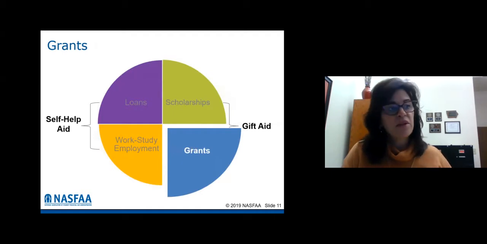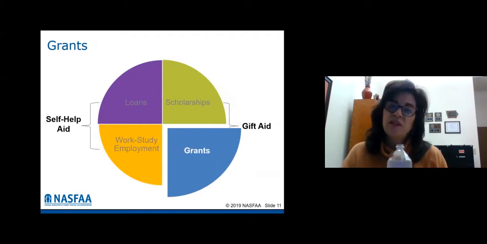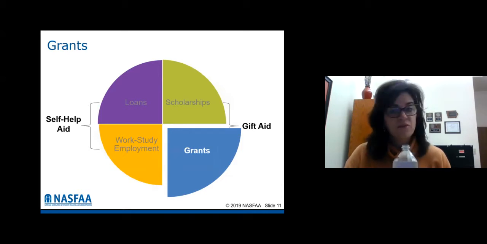Grants, those are typically based on the FAFSA, and that is going to be some of that need-based money that students, again, qualify for based on financial need, and they don't have to pay that back.